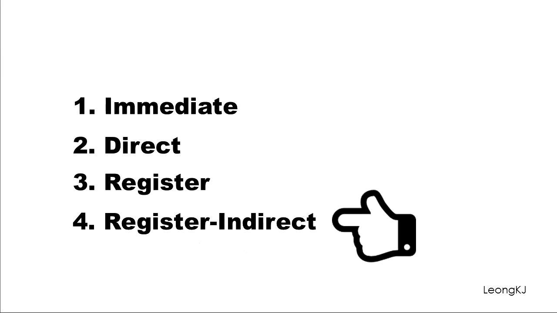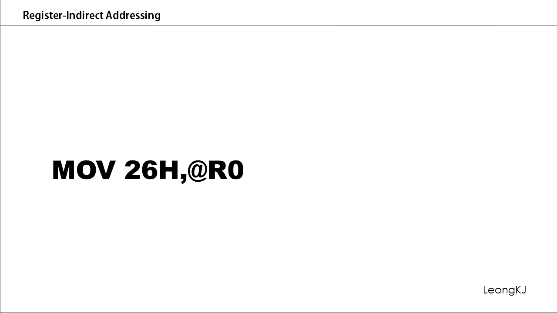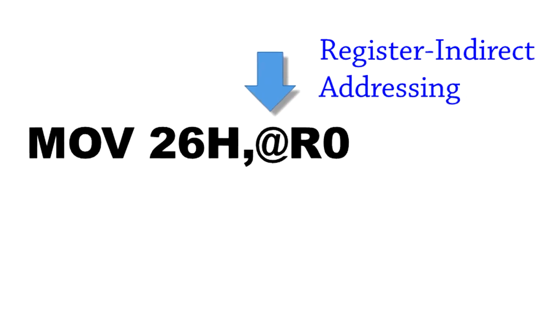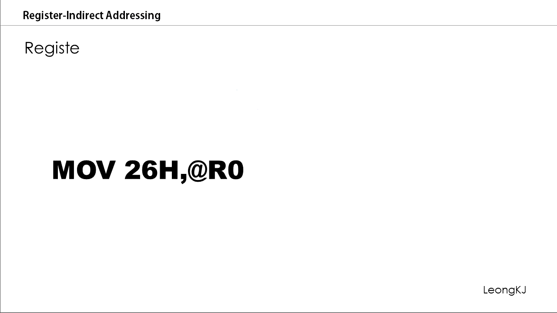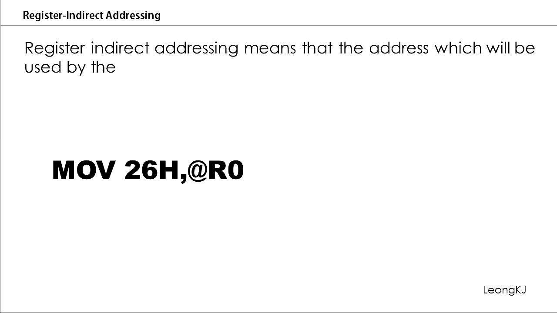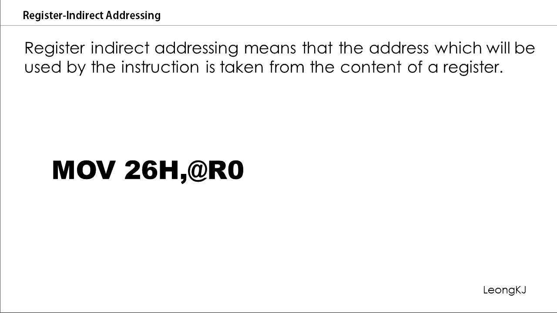Register indirect addressing. This is a register indirect addressing instruction. The @ sign shows that this operand, the source operand, is register indirect addressing. Register indirect addressing means that the address which will be used by the instruction is taken from the content of a register.